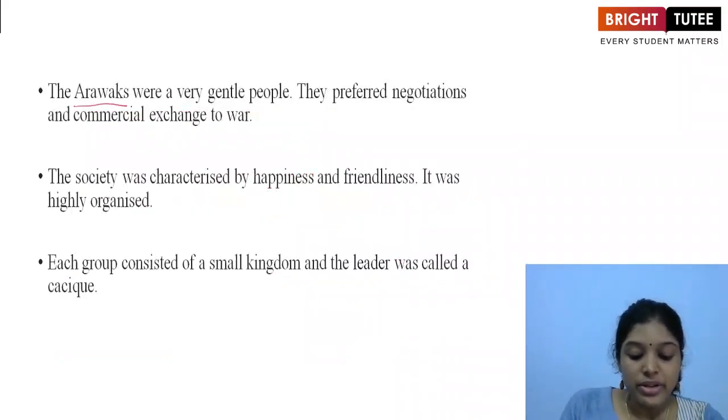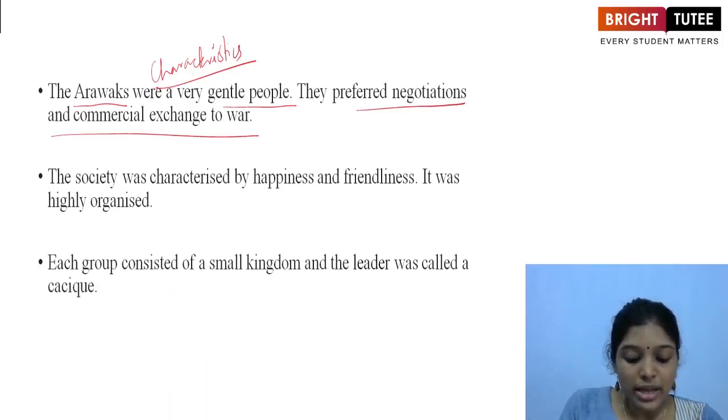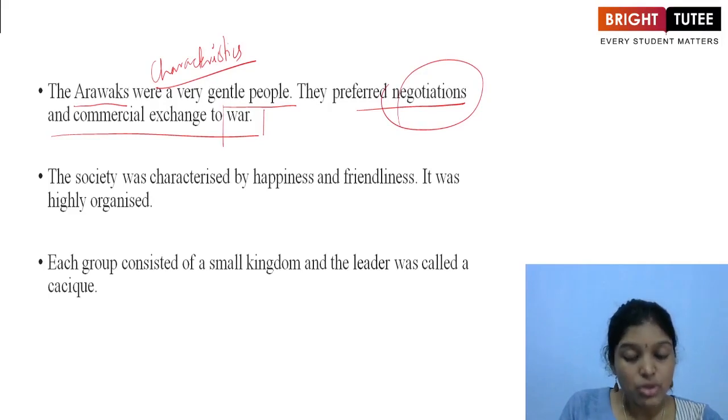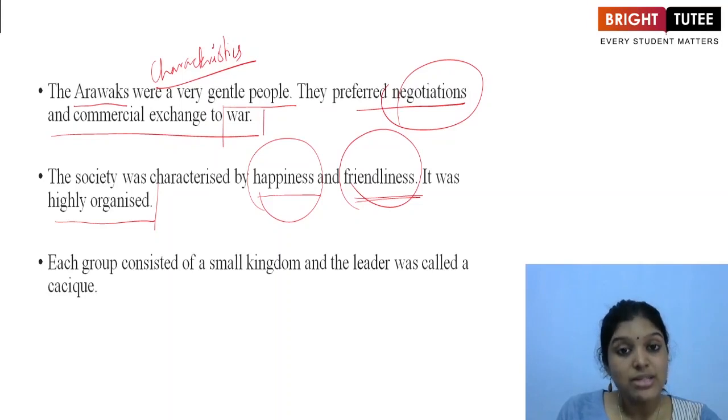We see that Arawaks were very gentle people. The characteristics were: they were very gentle people and they preferred negotiations and commercial exchange to war. So this shows that they were peace-loving people because they preferred negotiations or compromises to war. That shows that they were not interested in violence, but preferred peaceful measures. And the society was characterized by happiness and friendliness, and it was highly organized.